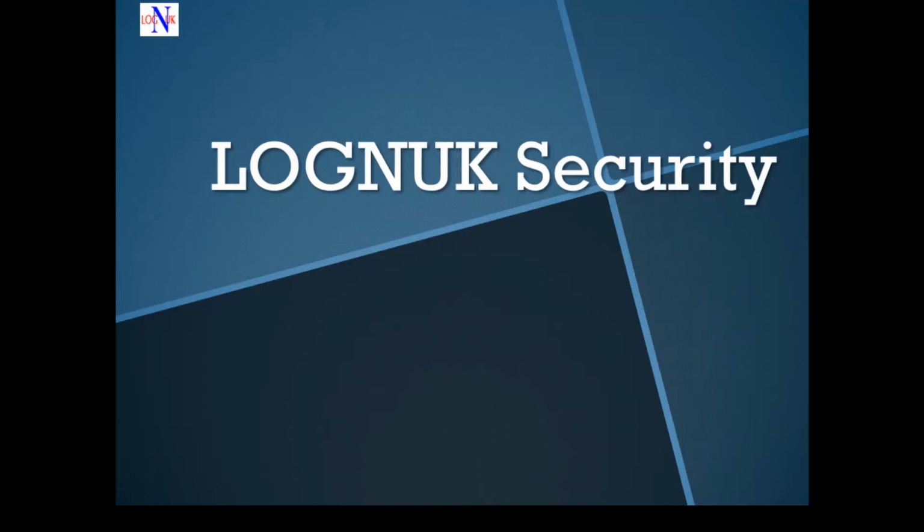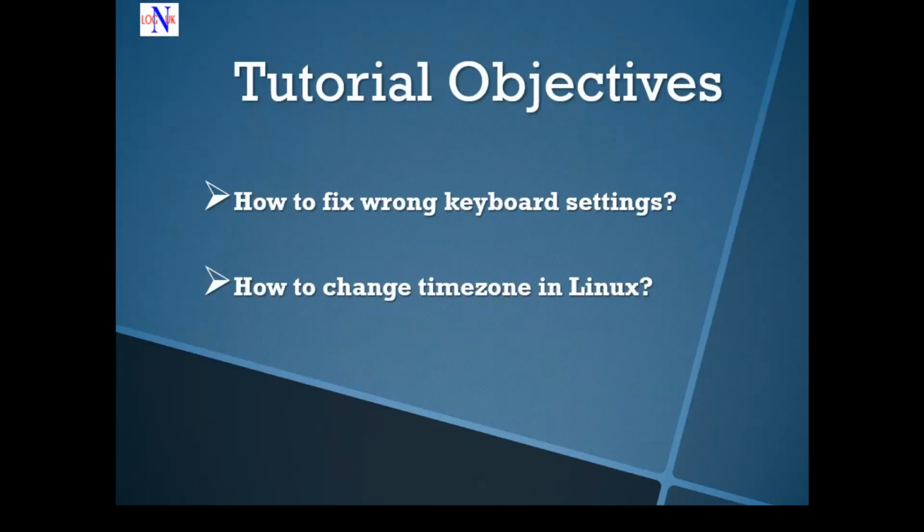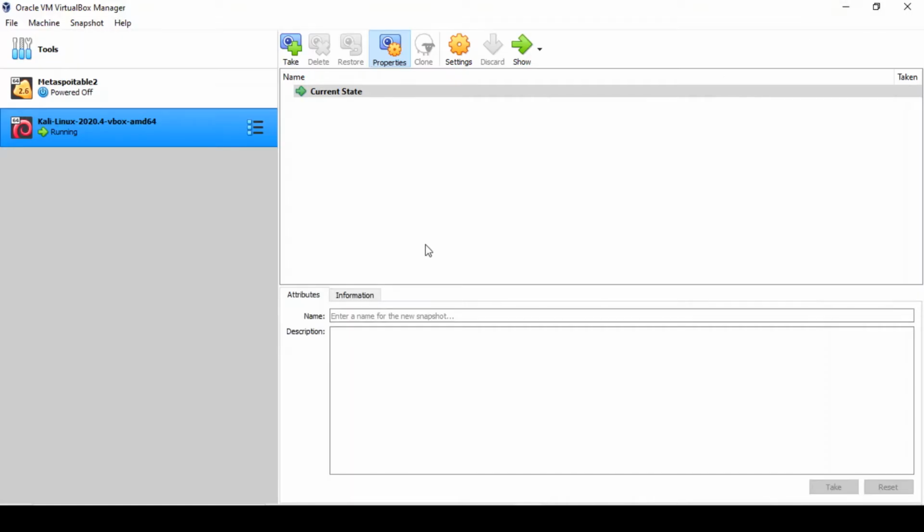Let's cut to the chase and answer the question that brought you here. We've got two goals in this tutorial: how to fix wrong keyboard settings and how to change time zone in Linux. I'm going to be using Kali Linux for the purpose of this demonstration, and as you can see, I'm running it from inside a VirtualBox environment.